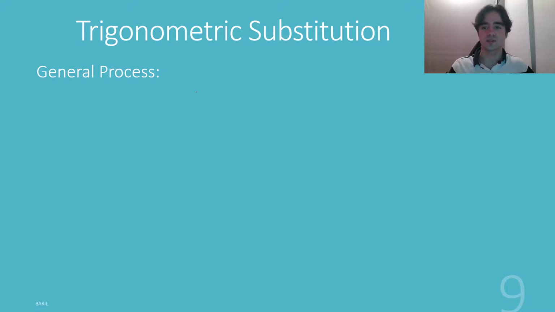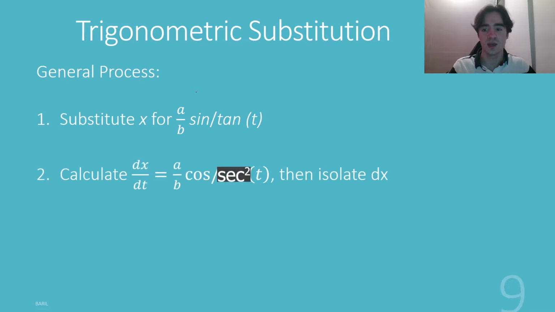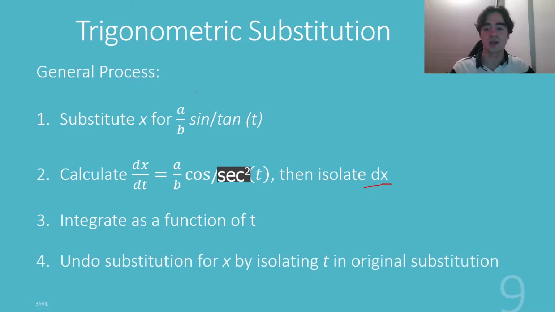So the general process for trig substitution consists of substituting x for a over b times either sine or tan of t. Then we calculate dx over dt and isolate for dx. We integrate it as a function of t, and then we undo the substitution for x by isolating t in this original substitution.